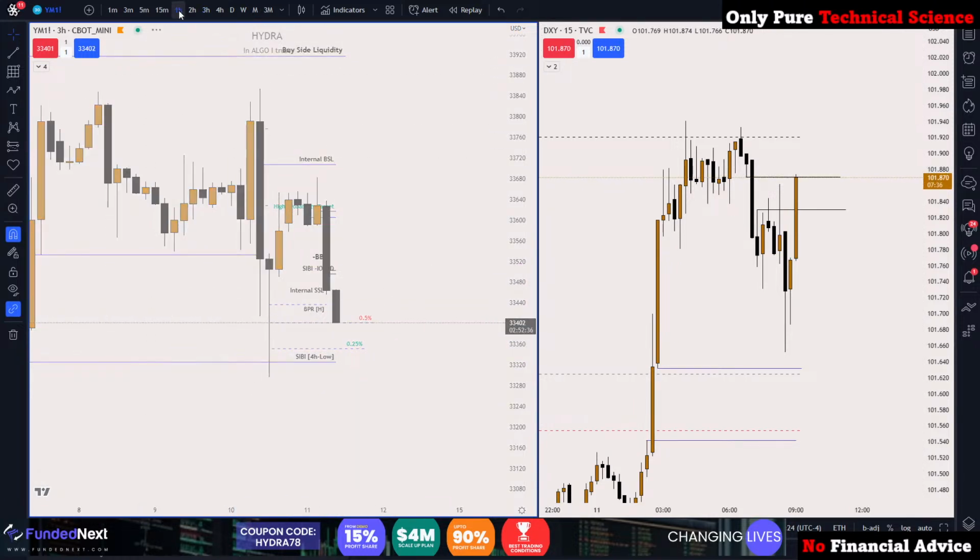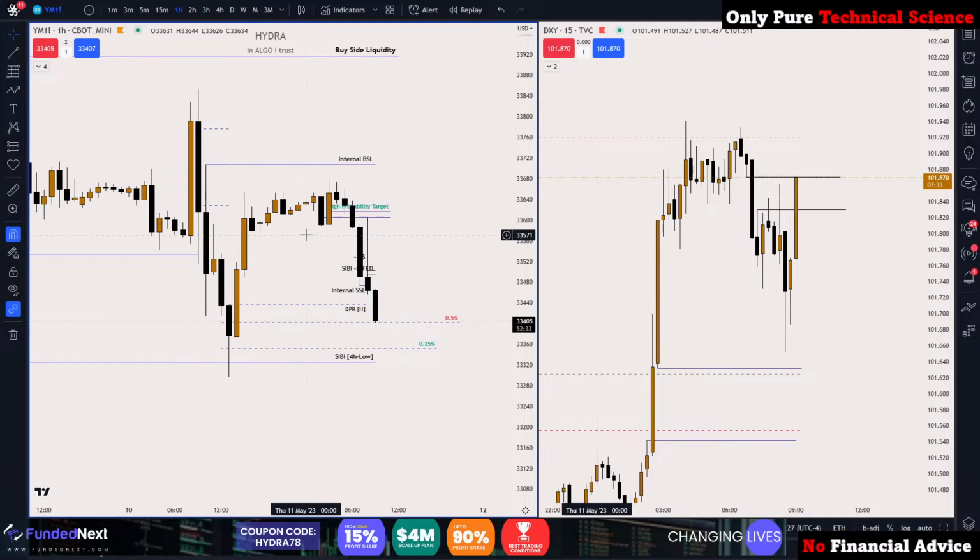And if I drop down to the hourly chart, right, I do see an order block here.